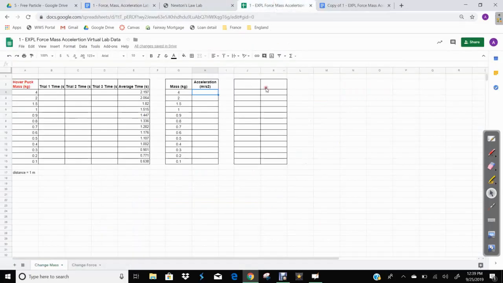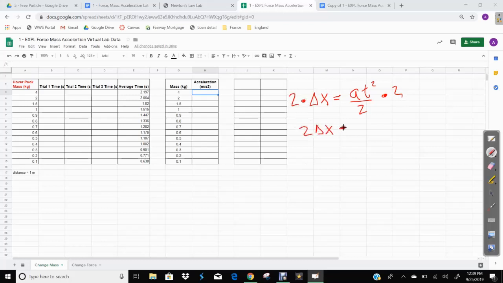So if we come back over here and we're trying to put this in, remember, delta x is equal to, let's write it like this. Instead of 1/2 at squared, let's write at squared over 2 because we're trying to solve for the acceleration. So if we do that, multiply by 2 on each side. Now we have 2 delta x is equal to the acceleration times the time squared. We now need to divide by time squared to get that out of here. Divide by time squared, and you can see that to find the acceleration, it's going to have to be 2 times your change in position over the time squared.